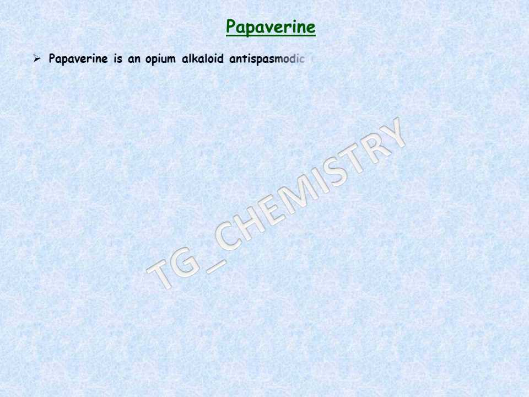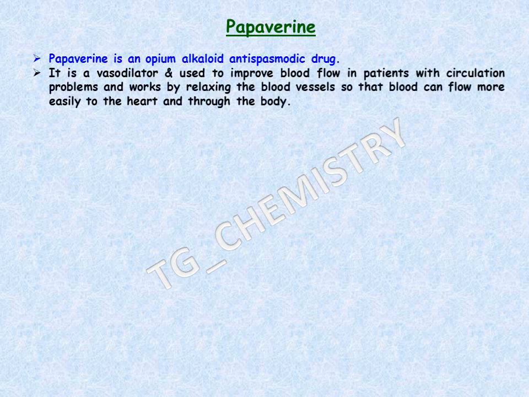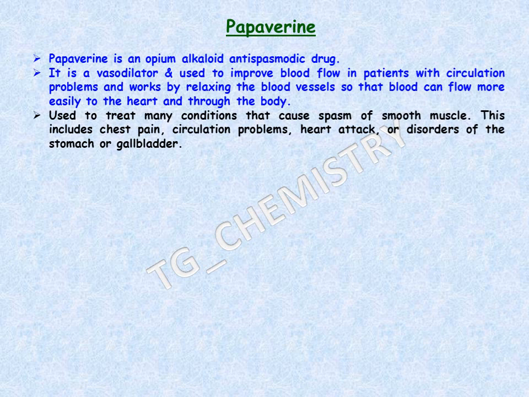Next one is papaverine. This is an opium alkaloid antispasmodic drug, and it is a vasodilator and used to improve the blood flow in patients with circulation problems, and works by relaxing the blood vessels so that the blood can flow more easily to the heart and from the heart through the body for human beings. And this is used to treat many conditions that cause spasm of smooth muscle, and this includes chest pain, circulation problems, heart attack, or disorders of the stomach or gallbladder.